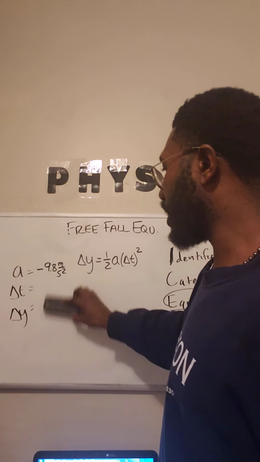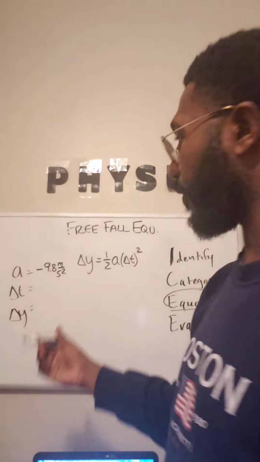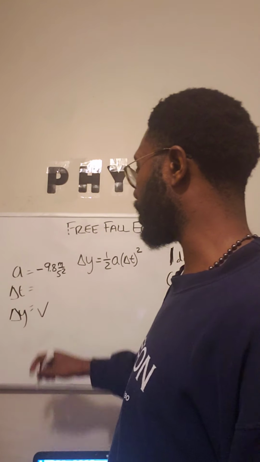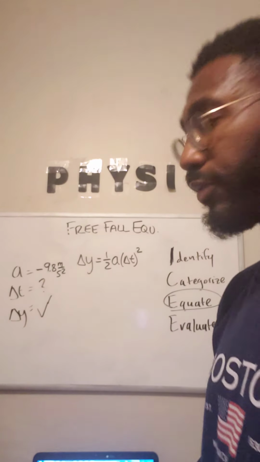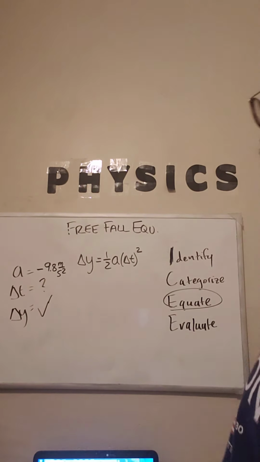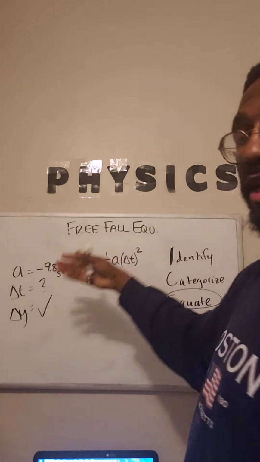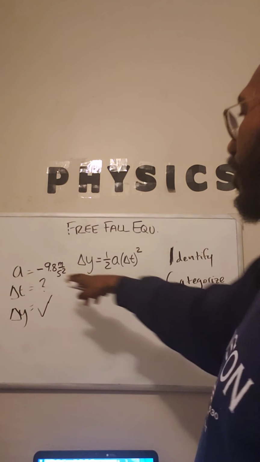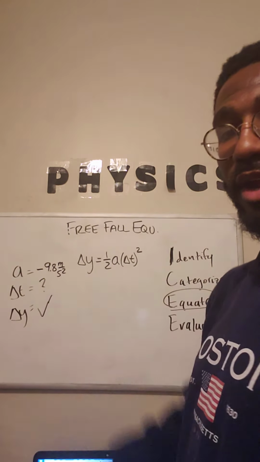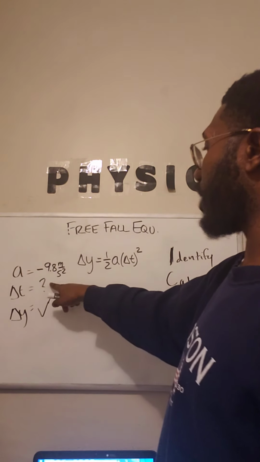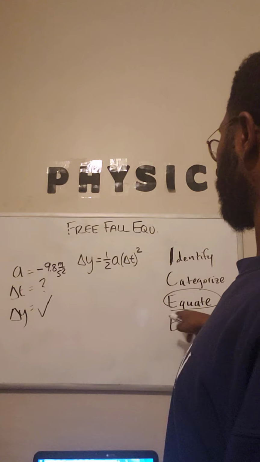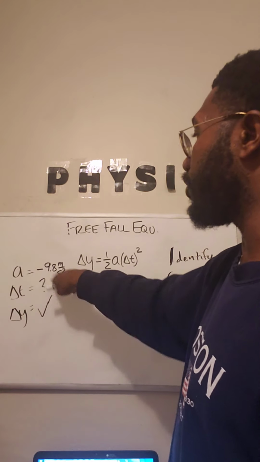Now let's take a step back. Let's say we know how far the object fell, so I'll put a check mark there. But let's say we don't know how long it took to fall. So we would have identified the question and the measurements. We categorized them based on the variables we know. And now we are going to rearrange this equation because we need to equate delta t with something.